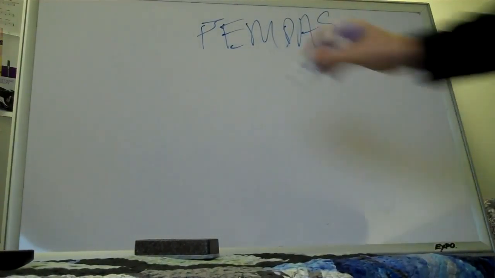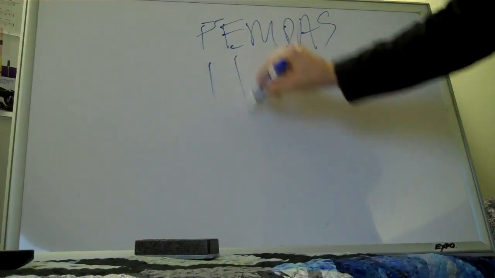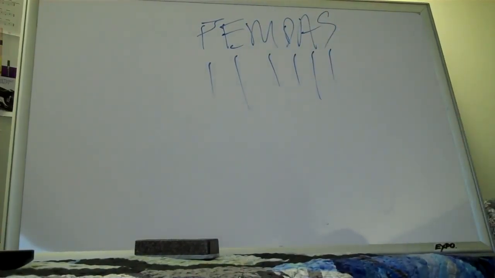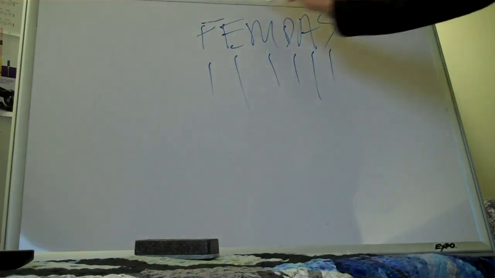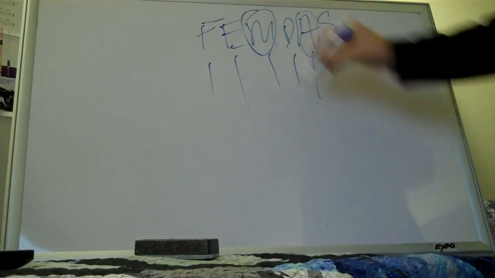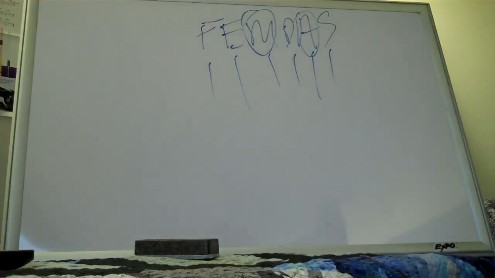PEMDAS. This stands for parentheses, exponents, multiply, divide, add, subtract. This is basically the order you follow in an equation of what to combine first. So first we look at the problem and we see 25 times 30. We see that multiplying is over the ranking of adding or subtracting in the problem. So first we're going to do 25 times 30.